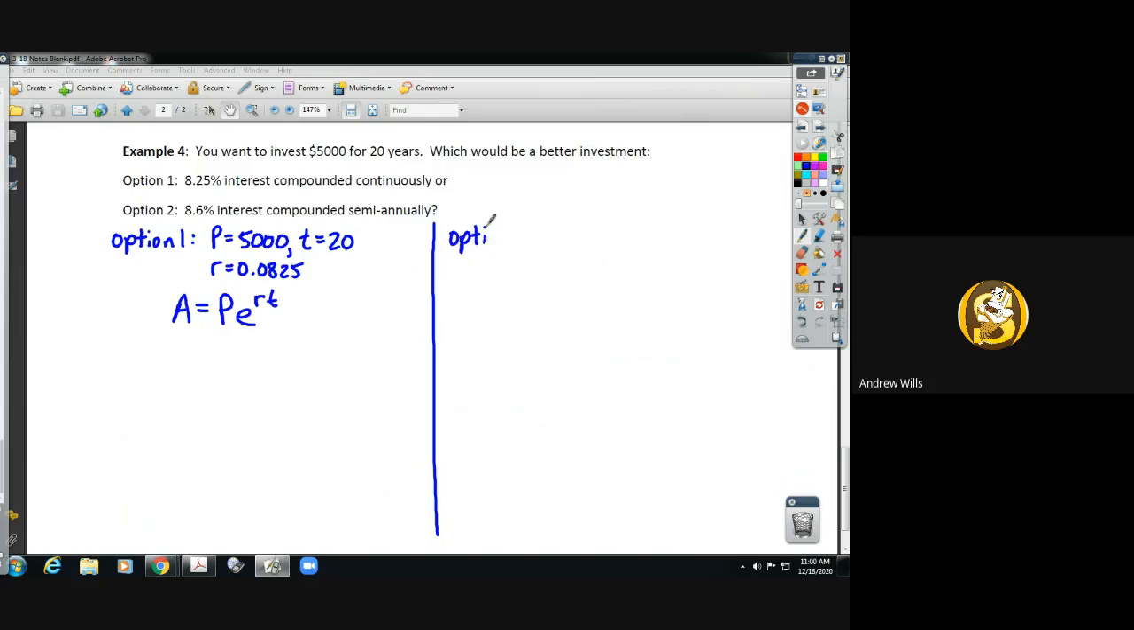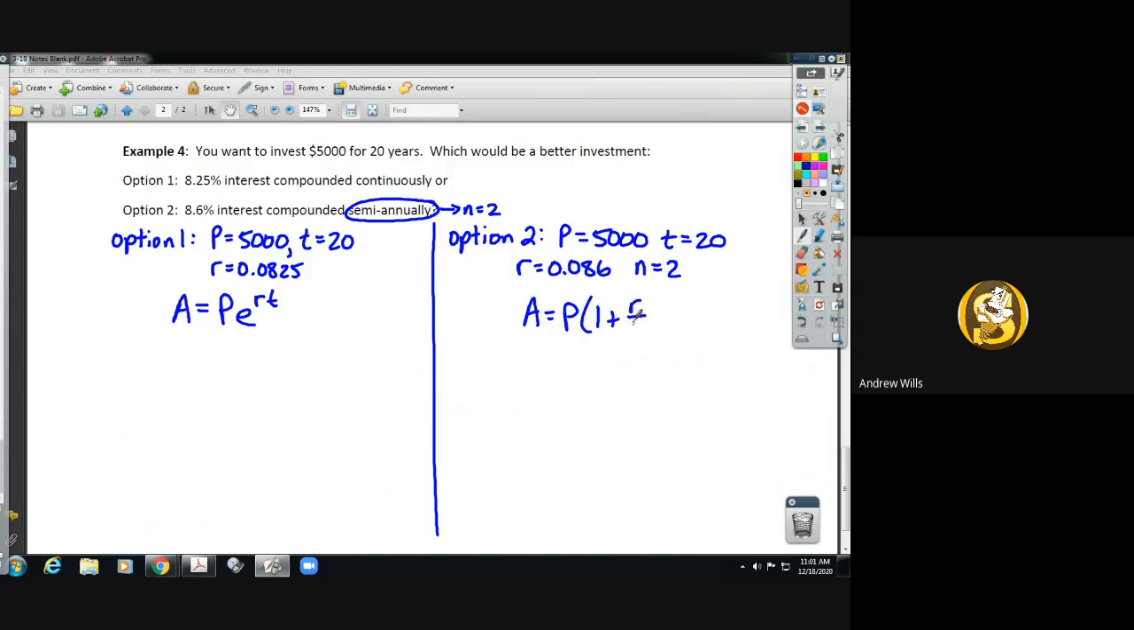For option 2, we still have the principal of 5,000. We still have the time being 20. We have an 8.6% interest rate, which would be 0.086. And we have compounded semi-annually, that word meaning n equals 2. We would be using our normal compound interest rate equation here, which is A equals P times (1 plus r over n) to the nt power. So from there, all we need to do is plug in and see which one results in more money.